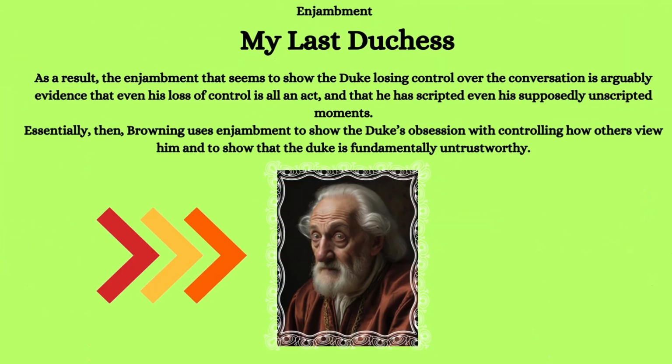The enjambment that seems to suggest the Duke losing control over the conversation is arguably evidence that even his loss of control is all an act, and that he has scripted even his supposedly unscripted moments. Essentially then, Browning uses enjambment to show the Duke's obsession with controlling how others view him and to show that the Duke is fundamentally untrustworthy.